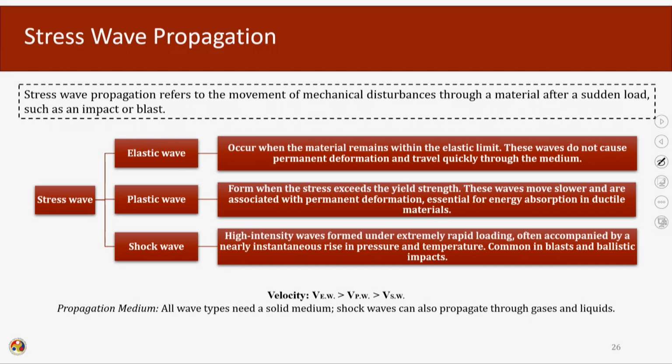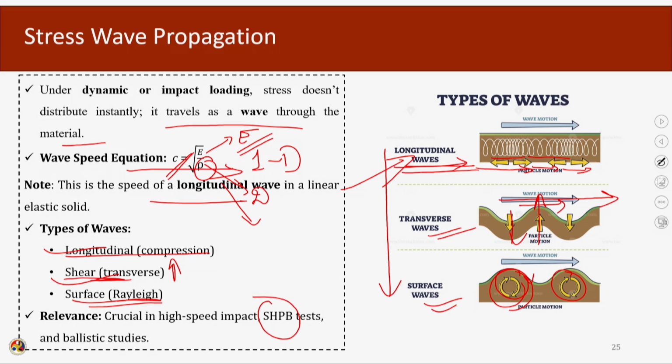So, continuing with the stress wave propagation. Stress wave propagation refers to the movement of a mechanical disturbance through a material after a sudden load such as impact or blast occurs. So, what does it mean? There is an unstretched spring. Once this impact or blast hits this system, there is a transmission of waves in the form of longitudinal waves, transverse waves, and surface waves. So, stress wave propagation is the study of these waves.